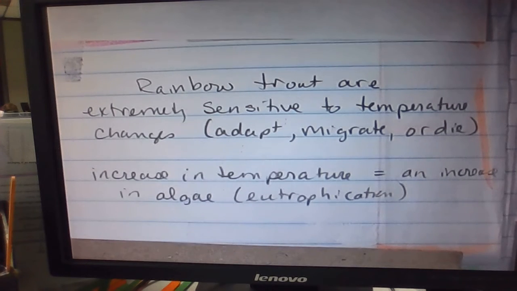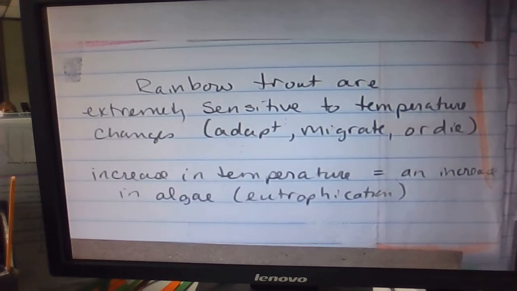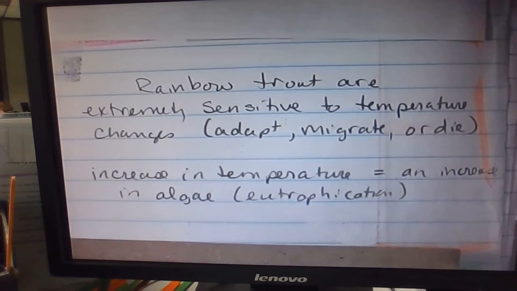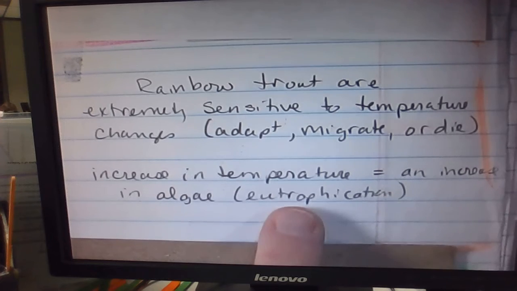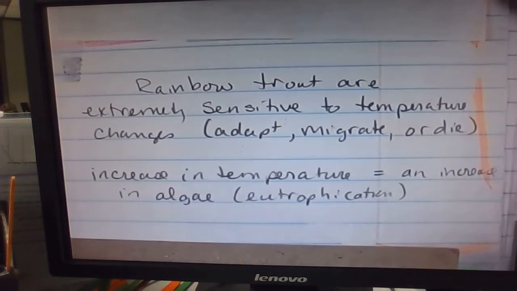Additionally, if we have an increase in temperature, warmer water makes it ideal for the plant life or algae or plant-like protists. And then if we have an increase in the algae, that's that algal bloom. That's the huge, very quick producers that are all of a sudden present. And that can lead to eutrophication.